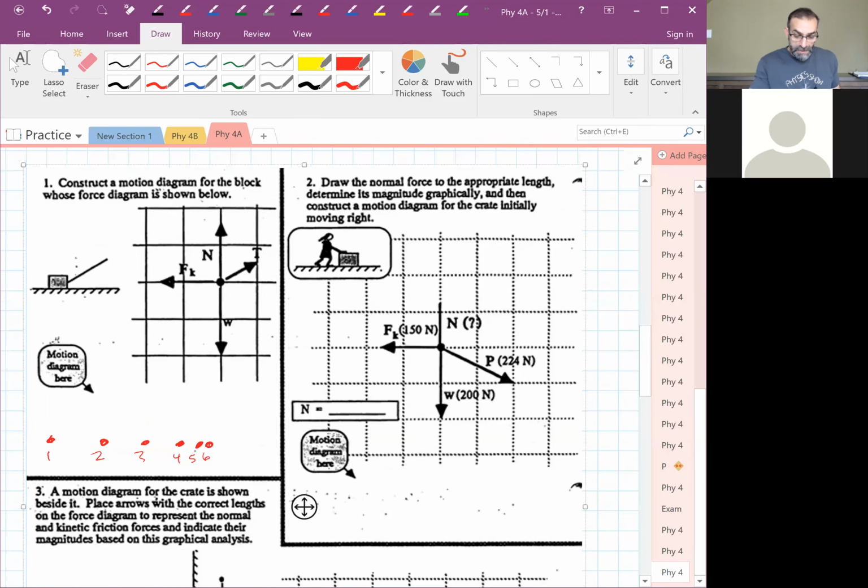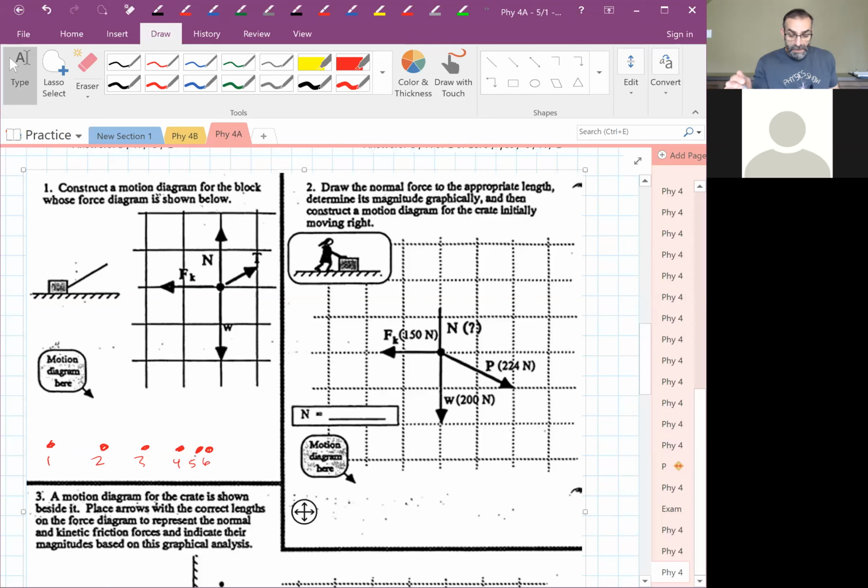In this number 2, it says draw the normal force to the appropriate length. So somebody's pushing a box across the floor. We can see that there's a kinetic friction force. We can see that there's a pushing force that's not only pushing it to the right, but it's also pushing down a little bit on it. And then there's force of gravity here. So go ahead and draw that in if you haven't done it yet.